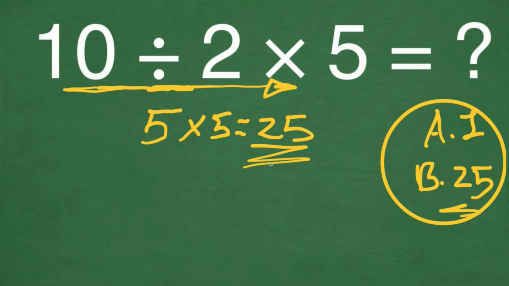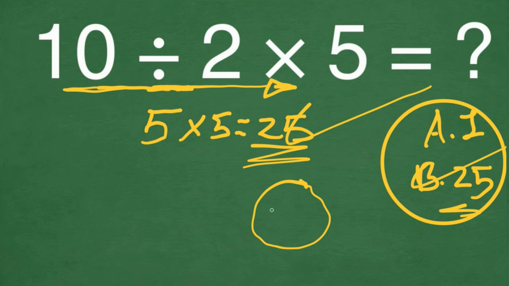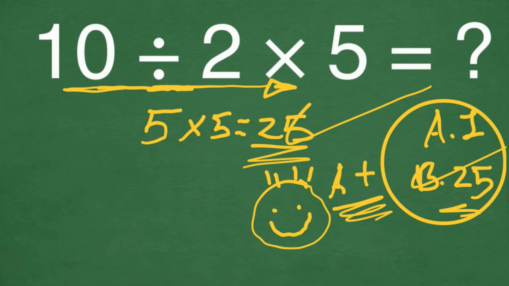So what is it actually? The answer is 25. So 25 is the correct answer. For those of you who answered 25, I want to congratulate you with a little smiley face. And for those of you who didn't, I'll give you a smiley face too, because you stuck with this video to the end. And now you will never get this kind of question wrong again.